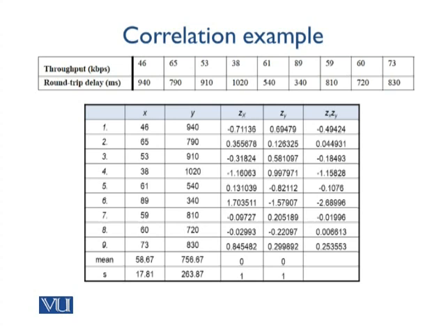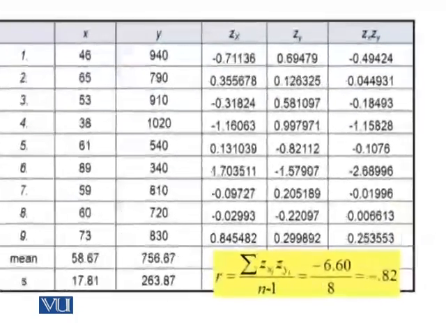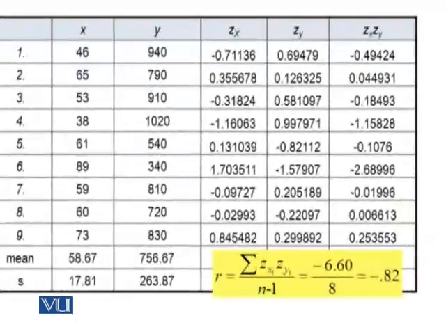And then we can now apply the correlation coefficient formula, which is just the sum of the products of zx and zy for all your sample items. So if we take the sum, we get a value of minus 6.60. And because the correlation coefficient is the average value of this sum, we divide it by 8, which gives us a value of minus 0.82.